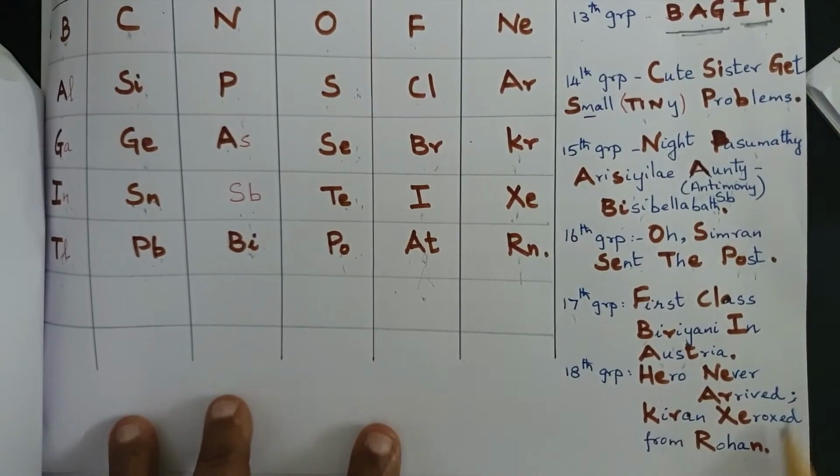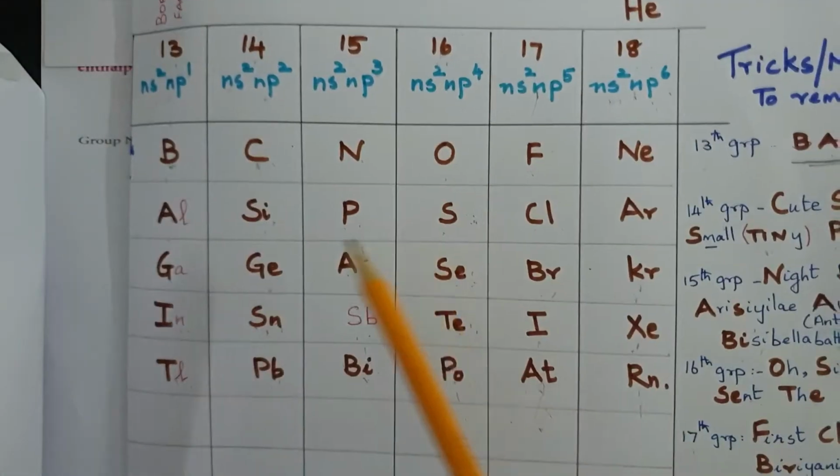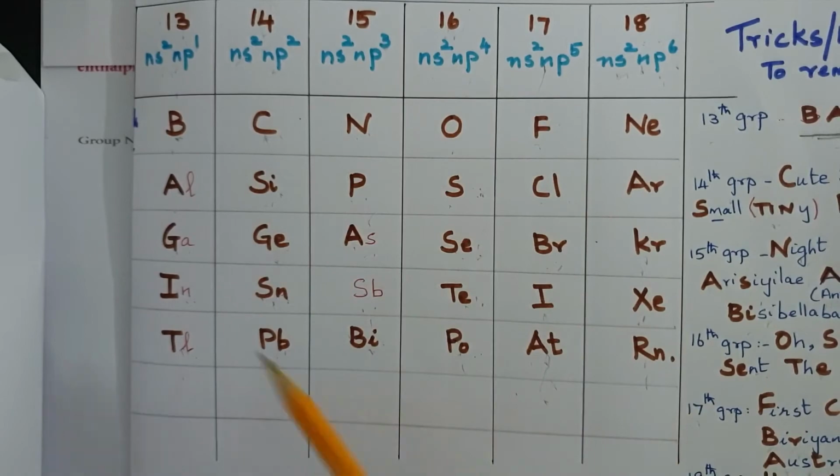So by remembering these things, you can easily write down all the elements present in the p block.